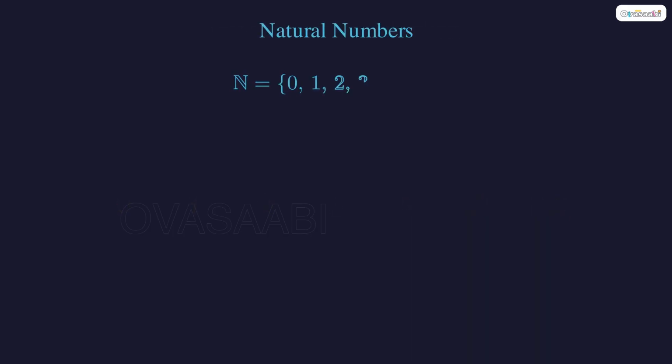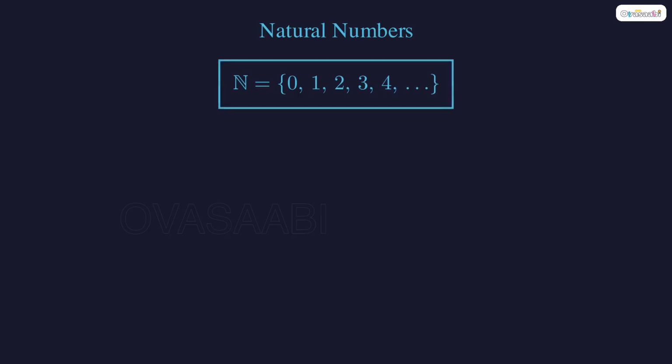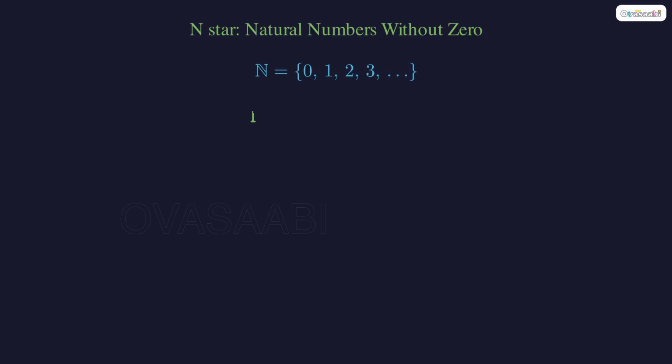The set of natural numbers, written as N, contains all counting numbers starting from 0. We write N equals 0, 1, 2, 3, and so on forever. N star is N without 0. Think of it as counting mangoes in a basket. If there are 0 mangoes, there is nothing to count, so N star starts at 1.